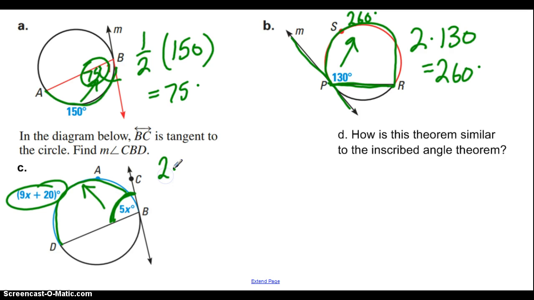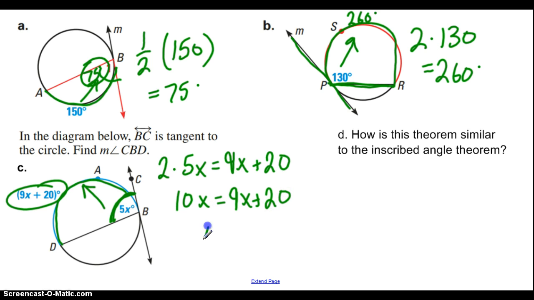I need two 5x's to equal the arc, 9x plus 20, which is 10x equals 9x plus 20. If you subtract 9x from both sides, you get x equals 20. Now they wanted me to find the measure of angle CBD, so I've got to plug that back in right to here. So 5 times 20 gets me, let's see, 100 degrees. So this is 100 degrees.